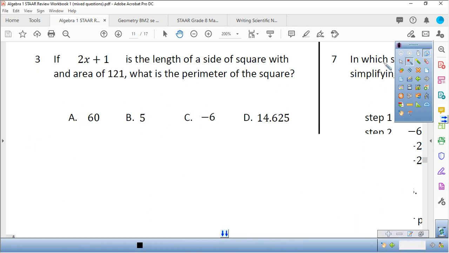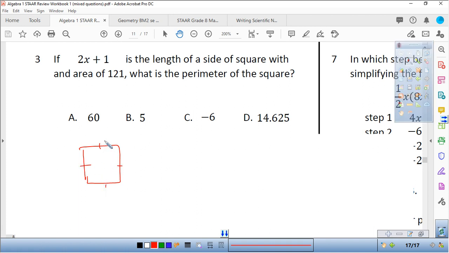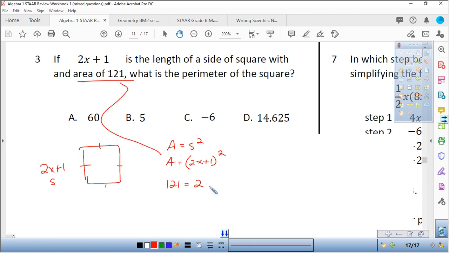So this one's asking: 2x plus 1 is the side of a square, and that's the perimeter. A square is the same thing all the way around, and it's saying that this side is 2x plus 1, and the area is that. To get the area of a square, it's equal to side squared, s squared. So area is equal to 2x plus 1 squared. We know what area is. So 121 is equal to 2x plus 1 squared.